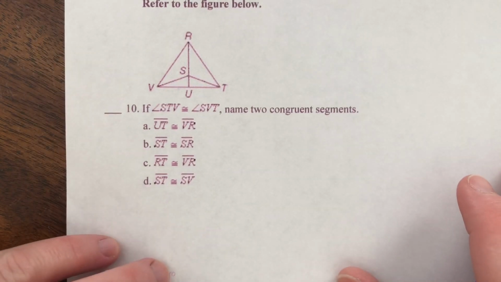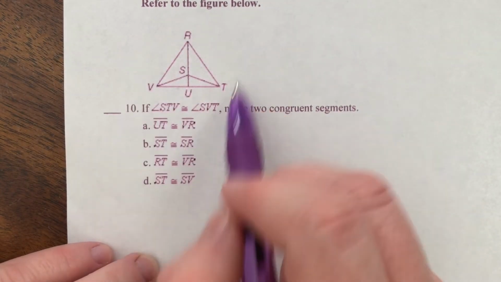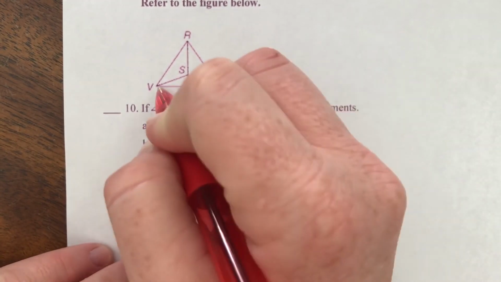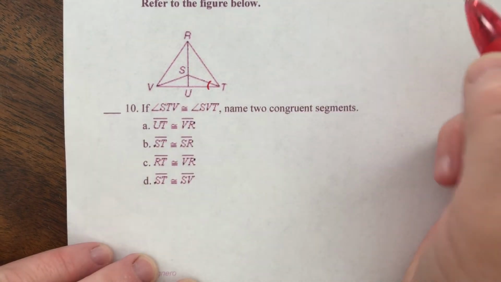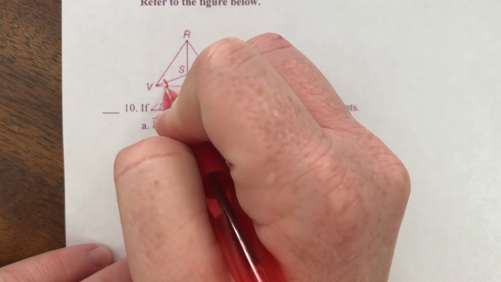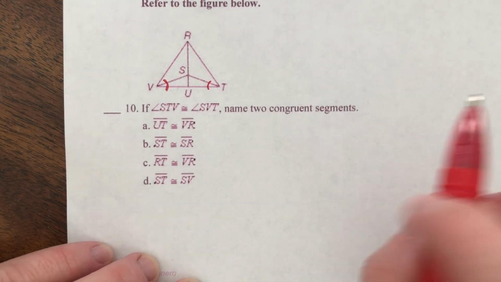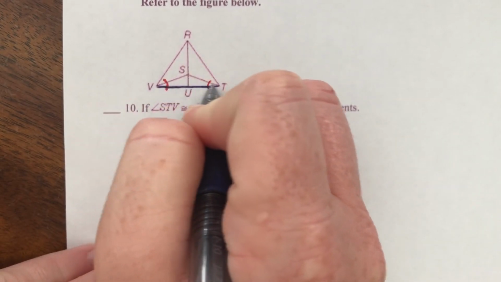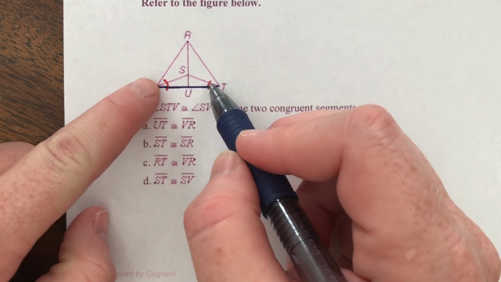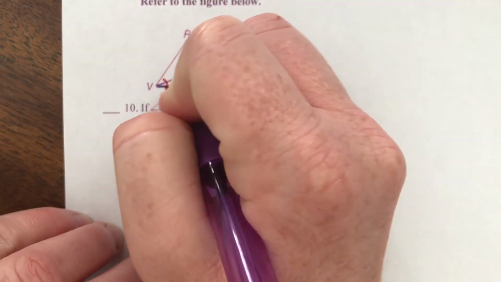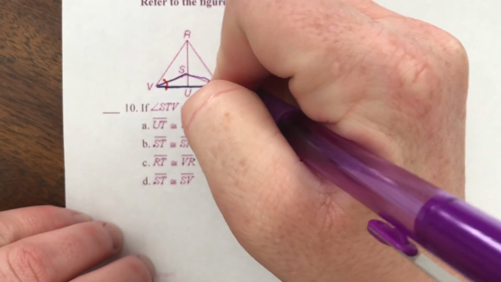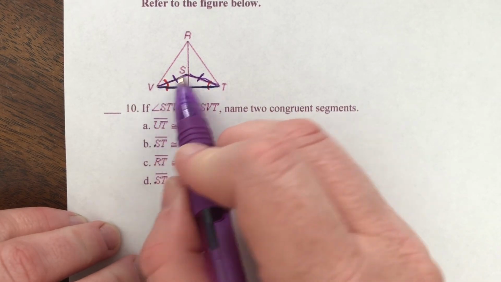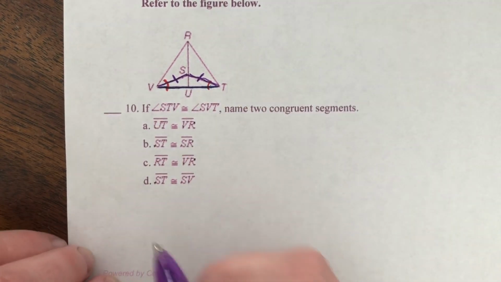And then lastly, last problem of the whole review here, number 10, we have this picture and it says if STV is congruent to SVT. STV is this little angle down here, congruent to SVT, this little angle down here. Then name two congruent segments. Well, if that's the case, that means this is my base, and the sides across from these two base angles have to be congruent because the base angles are congruent. So this is an isosceles triangle and this side is congruent to this side. So SV has to be congruent to ST, which is D.